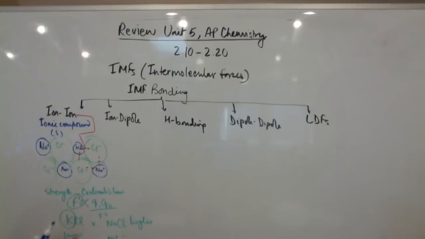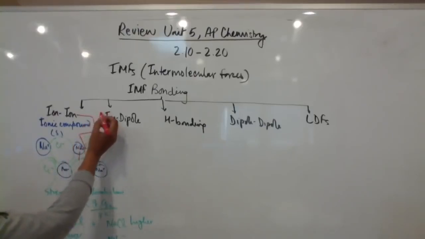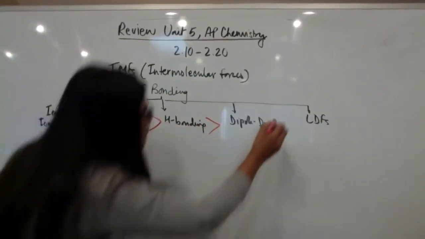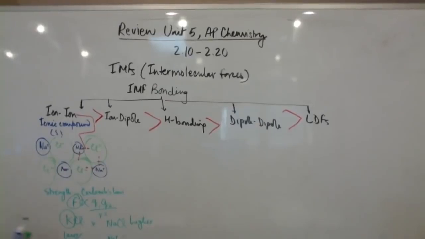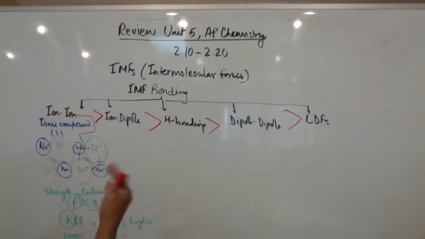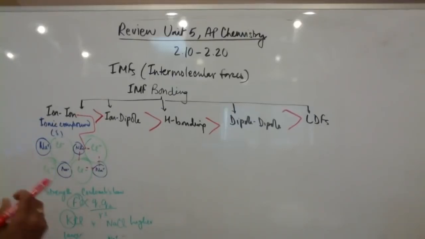If we had to predict the strength of these attractions, ion-ion is greater, followed by ion-dipole, followed by hydrogen bonding, followed by dipole-dipole, and London dispersion forces are the weakest one. However, this is a prediction. It could be that a London dispersion force is stronger than ion-dipole or dipole-dipole if it is the strongest London dispersion force compared with the weakest of dipole-dipole. So they will ask you to justify based upon data. But if you are asked to predict, then you follow this pattern.